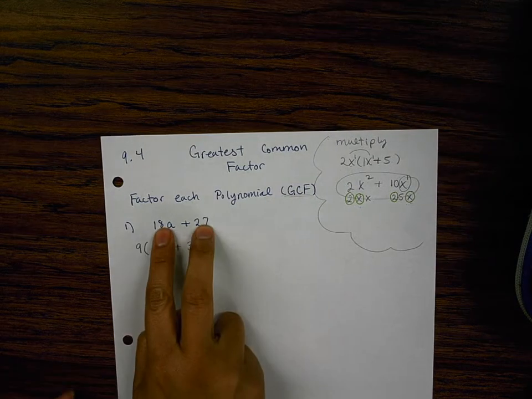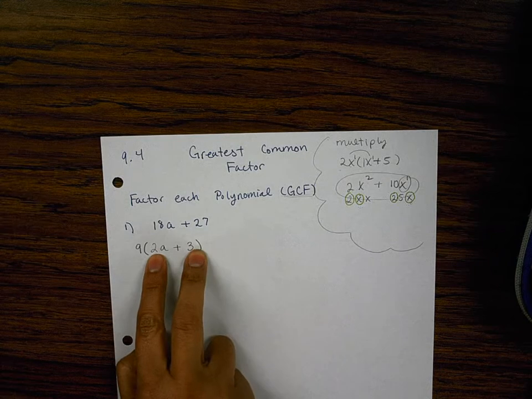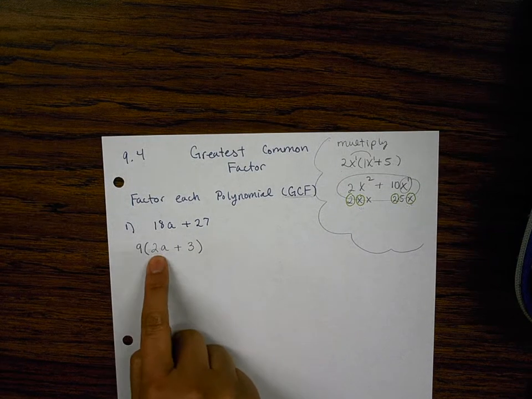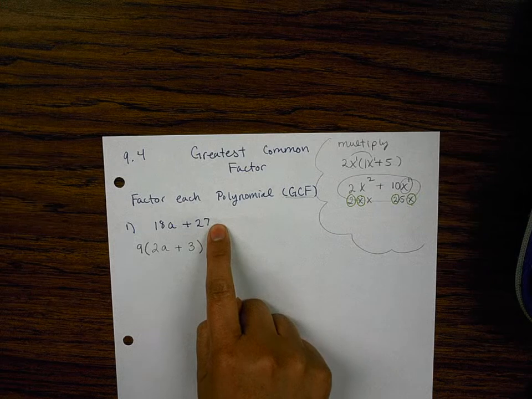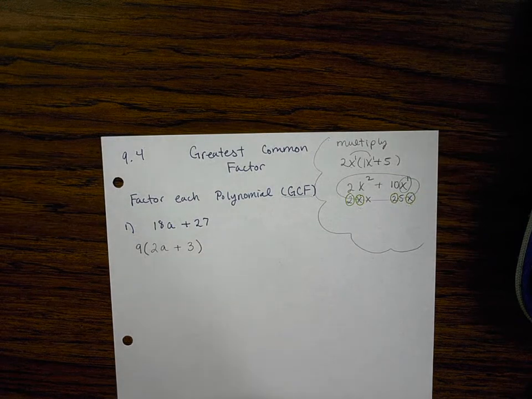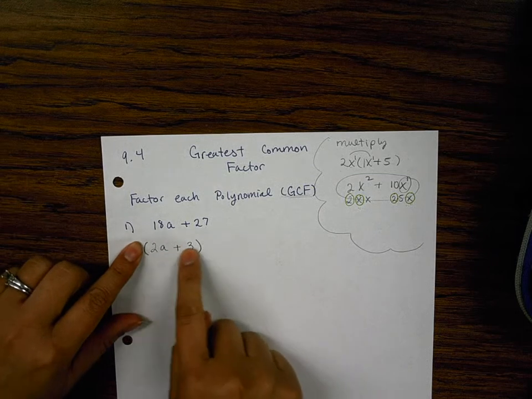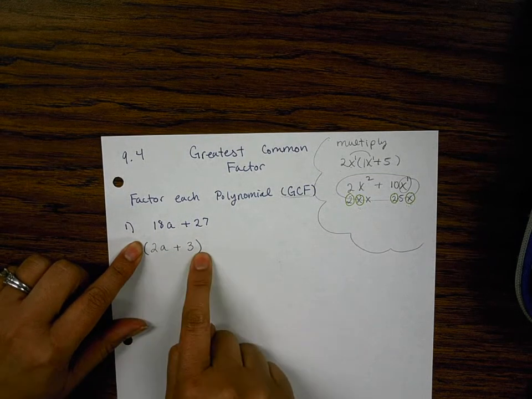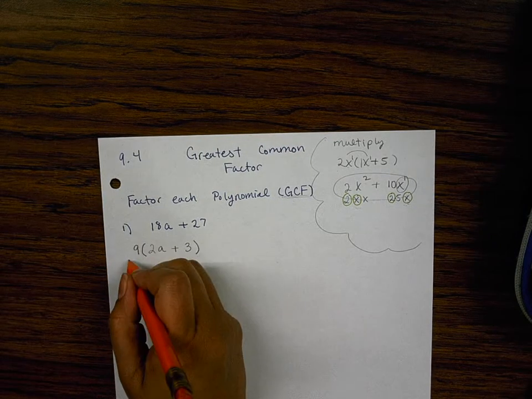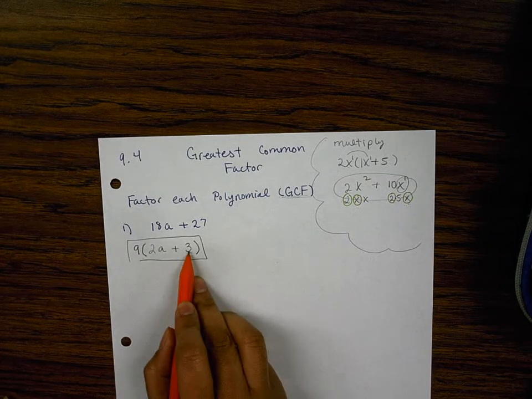Before you box it in, there are a few things you have to check. It was 2 terms to begin with. There should be 2 terms in your parentheses. 2 and 2. Check. 9 times 2 is 18a. 9 times 3 is 27. Check. The last thing you have to check that kids always forget and they end up messing it up is look inside and you're checking if there is still a GCF. Does 2 and 3 have a GCF? No. Then you are done. This is your final answer.